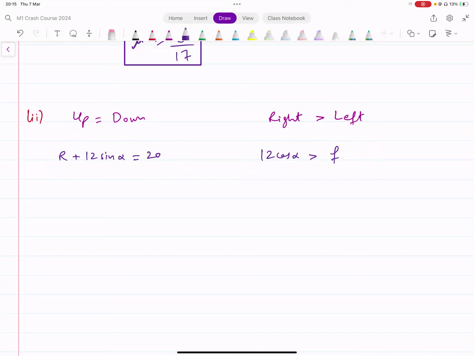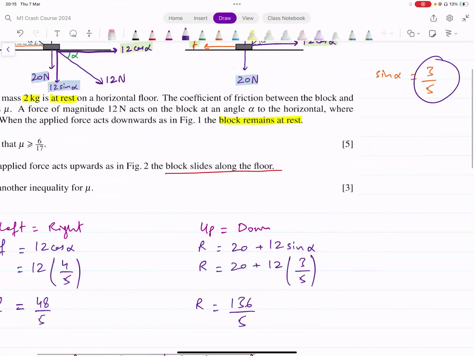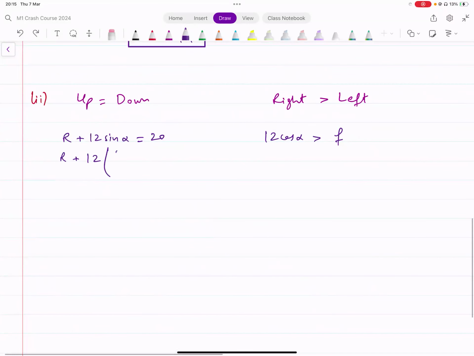Let's look at the first equation. First of all, what we get from that: R plus 12 sine alpha. What was sine alpha? Sine alpha we found to be 3/5. We can input that here, 3/5, that equals 20. We're going to get a value for R from this. Let's see what that turns out to be. 20 minus 36/5, that's giving me 64/5. Again, keep this in exact form. Don't use decimals, that's better. Leave it in exact form. So I'm getting 64/5 for this. Okay, so that's the value of R.